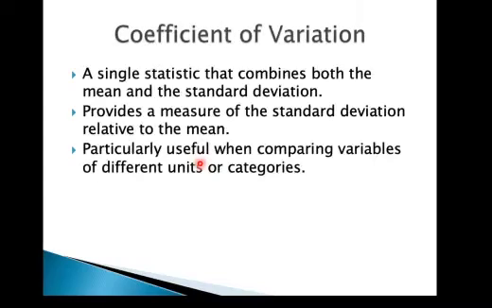Now, we told you that there is another measure of dispersion, which I didn't write a while ago, the coefficient of variation. That's a single statistic that combines both the mean and the standard deviation. It provides a measure of the standard deviation relative to the mean, and it is particularly useful when comparing the variability of variables of different units or categories.